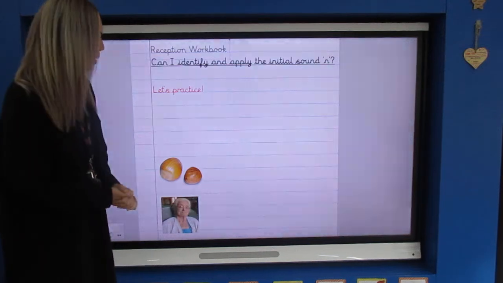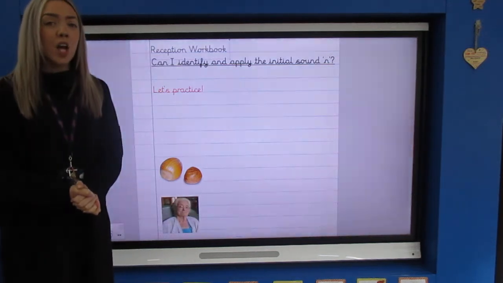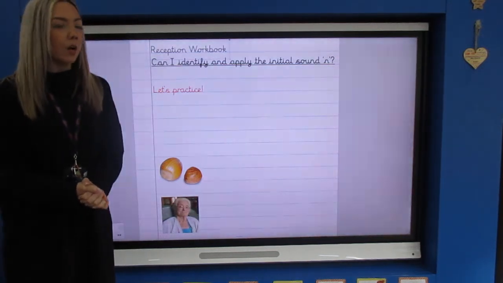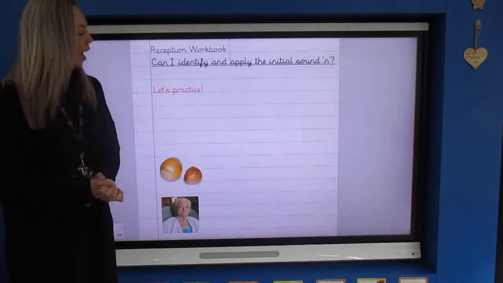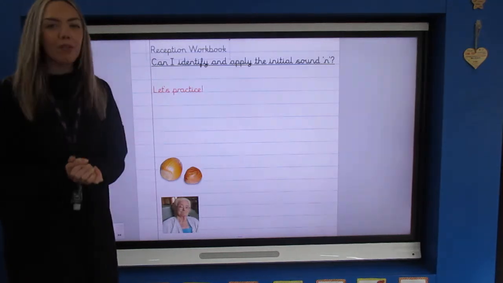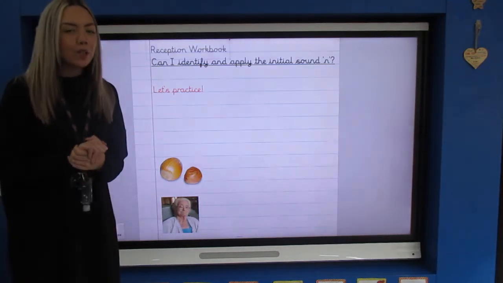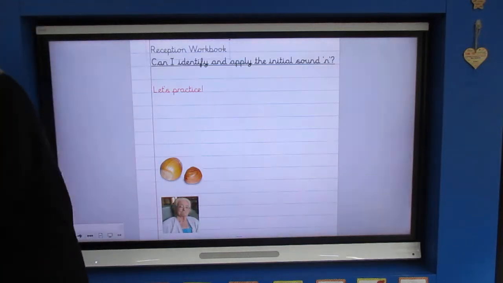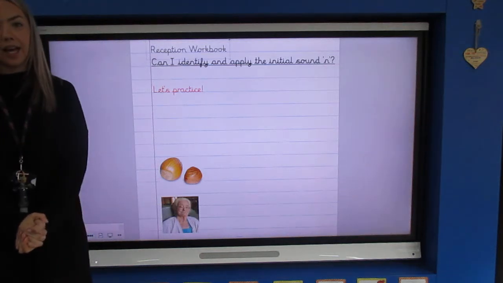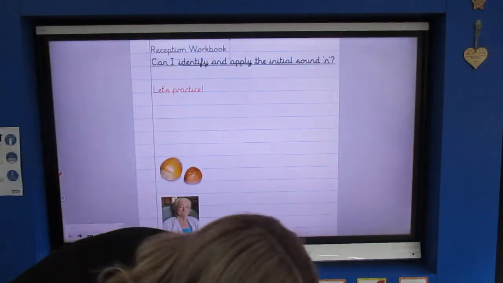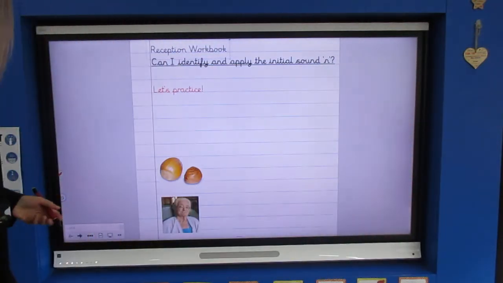Super job. Okay, so we know our action and we know our song to help us remember the sound. And now we're going to have a practice. So get your whiteboard and your pen, or your pencil and your paper, and we're going to practice our sound, okay? So let's have a go.